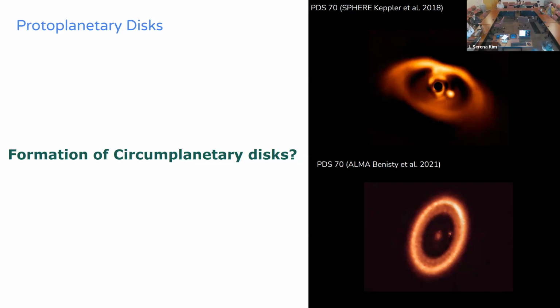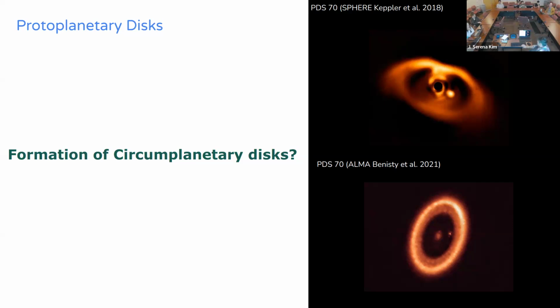And one important question here is whether these protoplanets are forming or not a circumplanetary disk around themselves. And of course, this is an old question of circumplanetary disk formation. It's a matter of study for different reasons. And I think the first motivation was trying to understand Galilean satellites or natural satellites in our solar system, for example. But now we are, of course, interested in exoplanets.